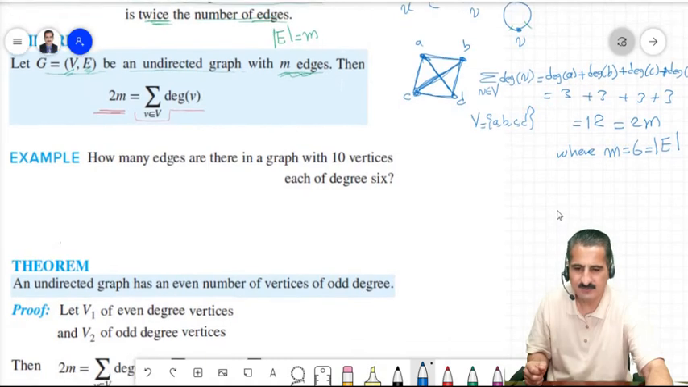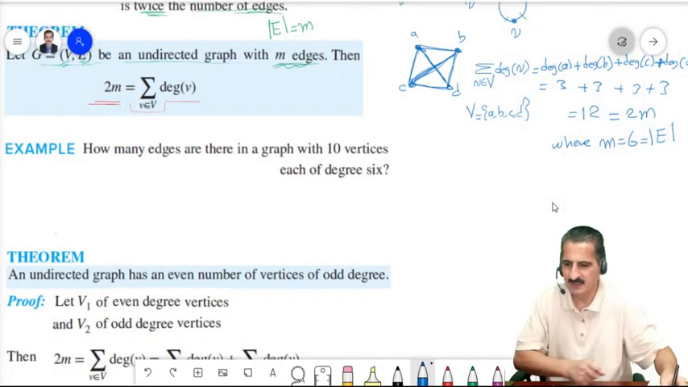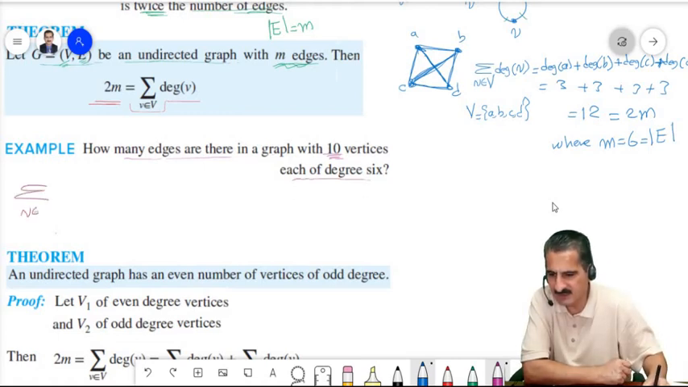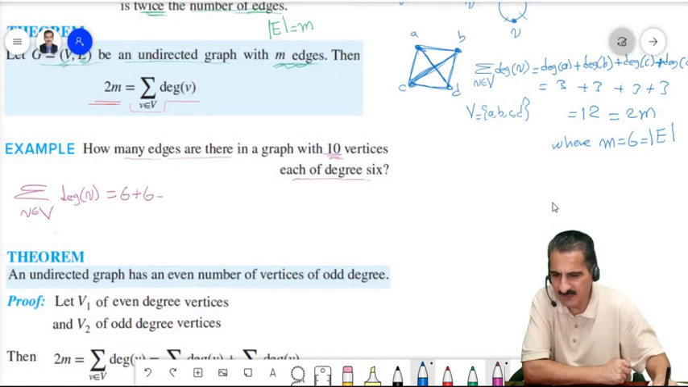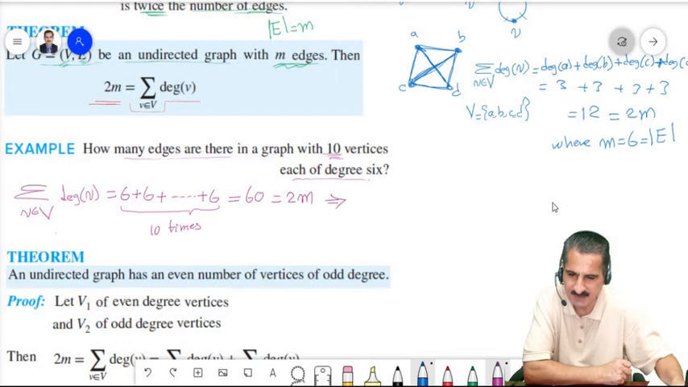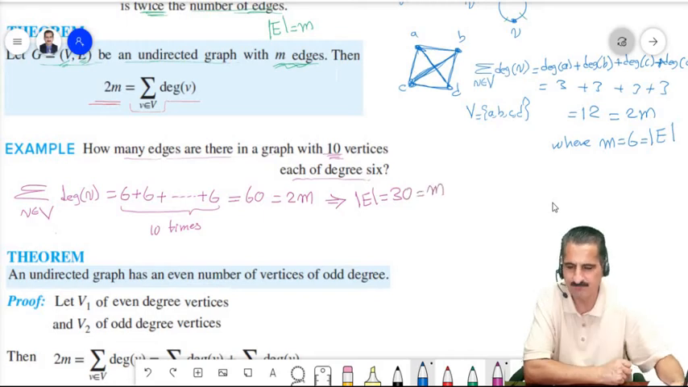So the summation of the degrees equals 2 times the number of edges. Let's see what this question asks us. How many edges are there in a graph with 10 vertices, each of degree 6? That means if we take the degrees of all vertices and add them, each one has degree 6, so we have 6 added to itself 10 times, which is 60. And this has to equal 2 times M. M is the number of edges, and therefore the number of edges, M, equals 30.